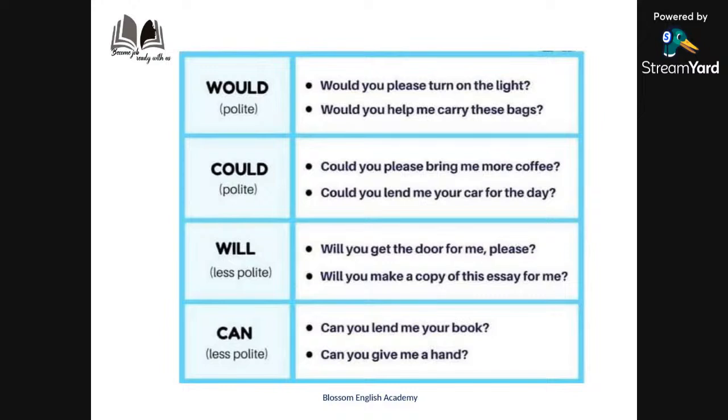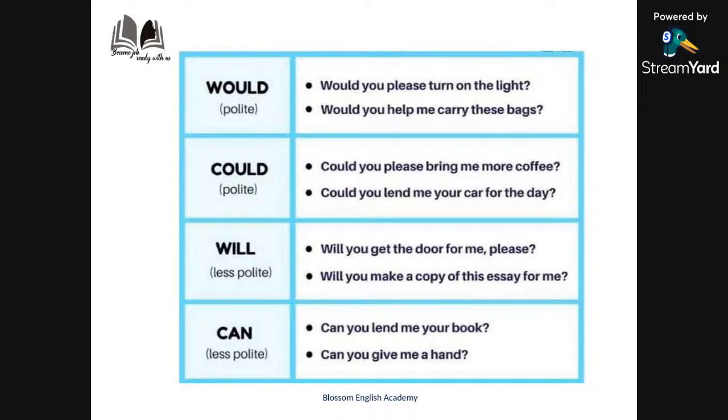I have some examples for you. "Can you lend me your book?" "Can you give me a hat?" You use all of this when you are hanging out with your friends, or in an informal environment. And then you have will. "Will you get the door for me, please?" "Will you make a copy of this essay for me?" Again, this is also a less polite way to ask someone, but if it is your friends, you needn't be that polite, right? So when you're hanging out in informal environments, you can use can or will.